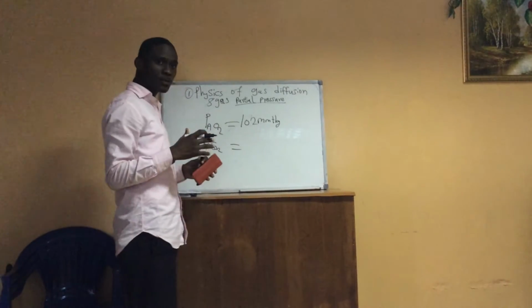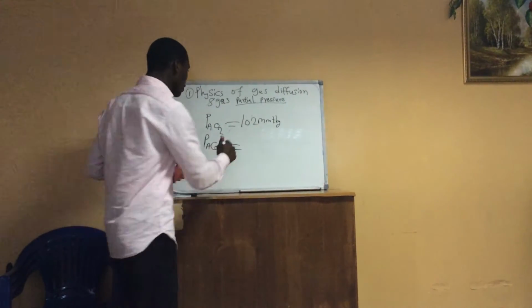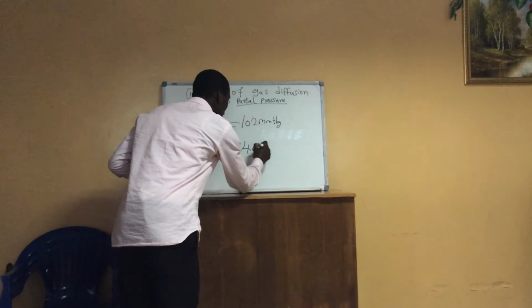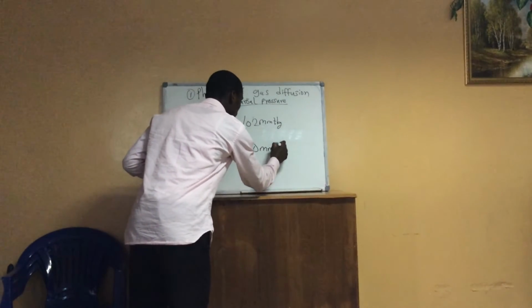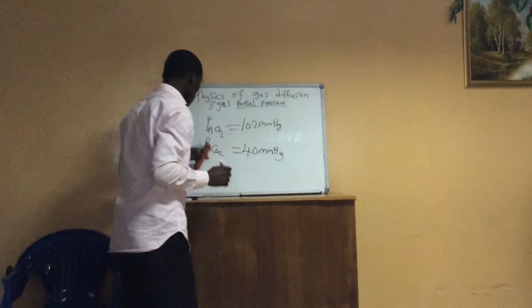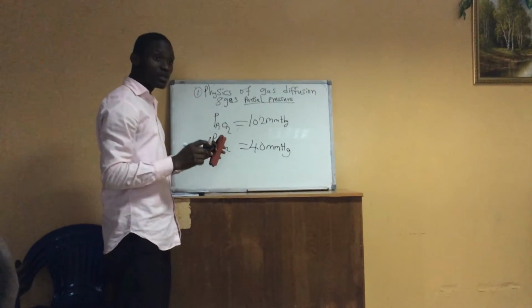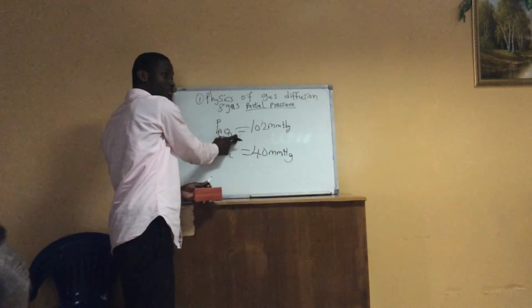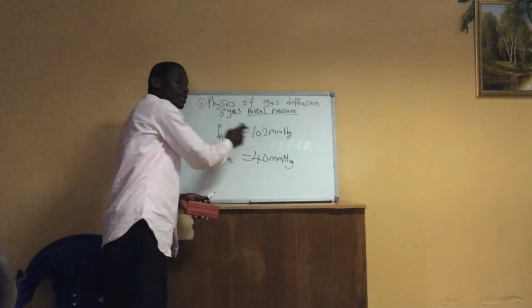Very good. Are we getting the point very well? I want us to lay this foundation before we continue on. 40 millimeters of mercury. Very good. Now, these are the partial pressures of oxygen and CO2 in the alveoli.